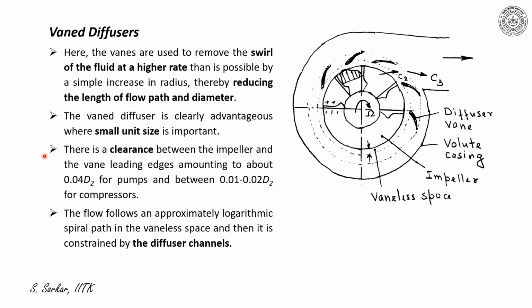I have indicated here that the clearance between the diffuser vane and the impeller is important, and this clearance is maintained at about 0.04 D2 for the pump, where D2 is the diameter of the impeller, whereas for a compressor it is recommended as 0.01 to 0.02 D2. Furthermore, the flow follows an approximately logarithmic spiral path in the vaneless space, and then the flow is constrained by the diffuser channel.